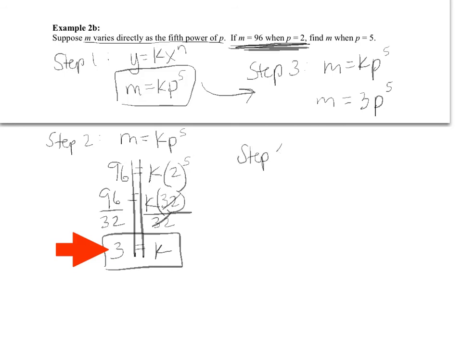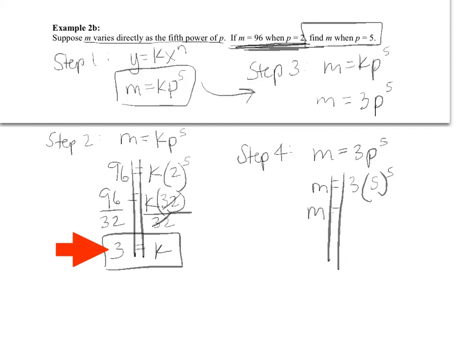Finally, step 4. Evaluate the function at the specified point to find the missing value. So m equals 3p to the 5th, and they want us to find m when p equals 5. We're going to solve for m when p equals 5. So m equals 3 times 5 to the 5th, which is 3,125 times 3, equals 9,375. So m equals 9,375 when p equals 5.